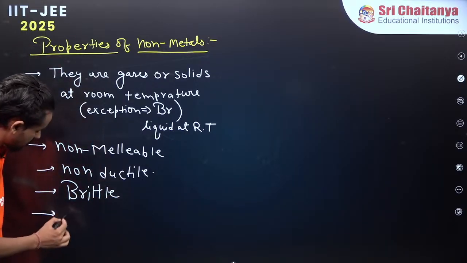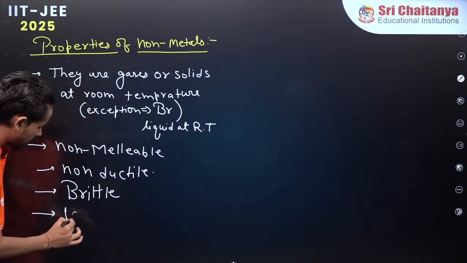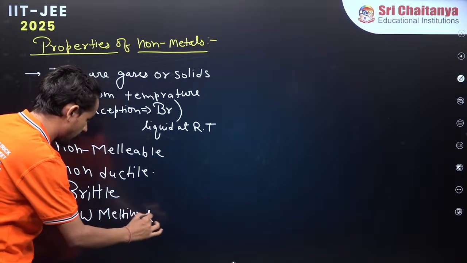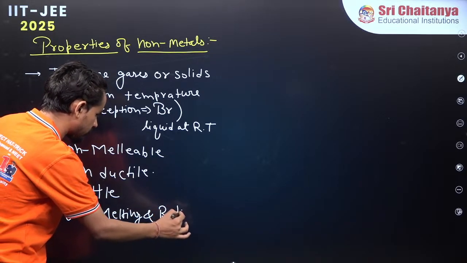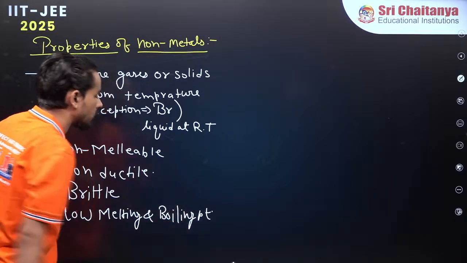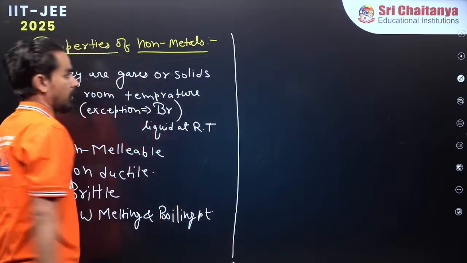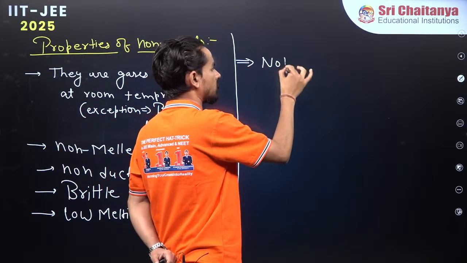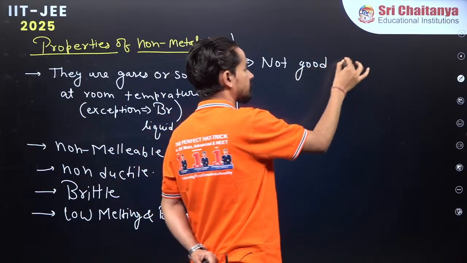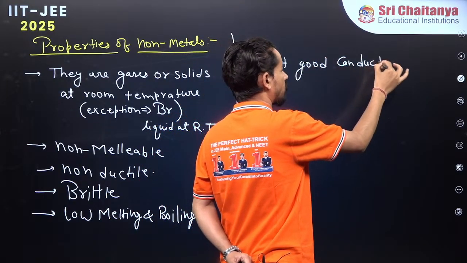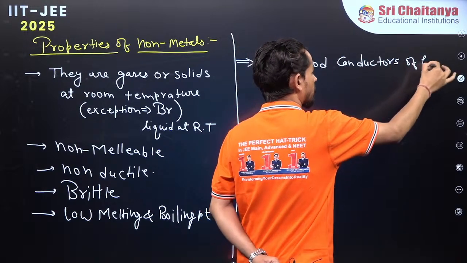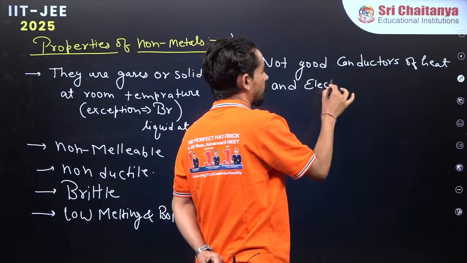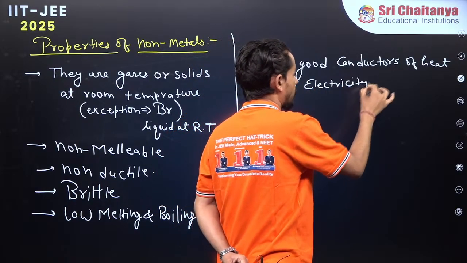Apart from that, they have low melting and boiling points. Low melting and boiling point. If you see some more, they are not good conductors of heat and electricity. There is also one exception in this.